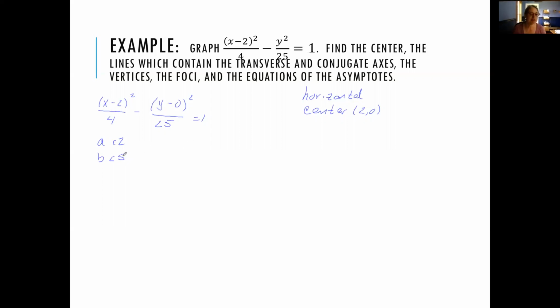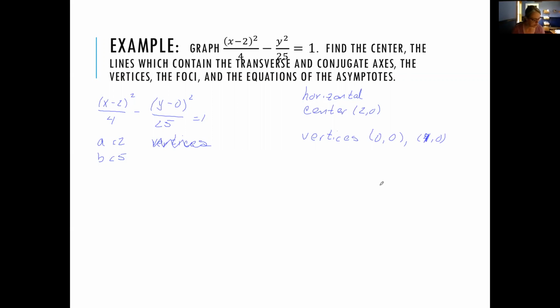So we know that my vertices are 2 units to the left and right of my center point. So my vertices are at 2 minus 2 is 0, the y-coordinate is unchanged, and 2 plus 2 is 4, and the y-coordinate is unchanged.